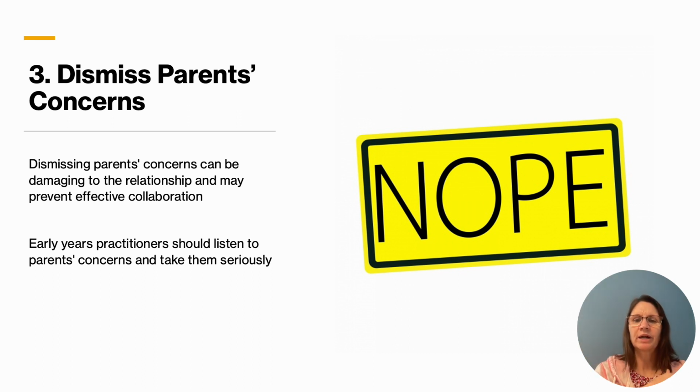Saying, don't worry about it, or oh, it's fine, or oh, it's okay. That is telling the parent that what they're feeling and thinking is inaccurate or not appropriate. And that can be very hurtful to a parent and very damaging to the relationship.